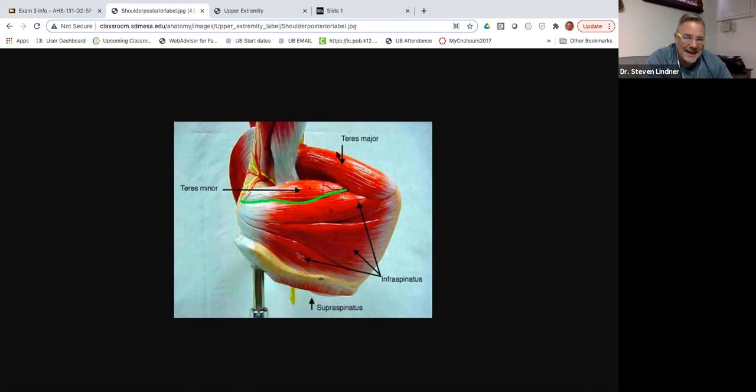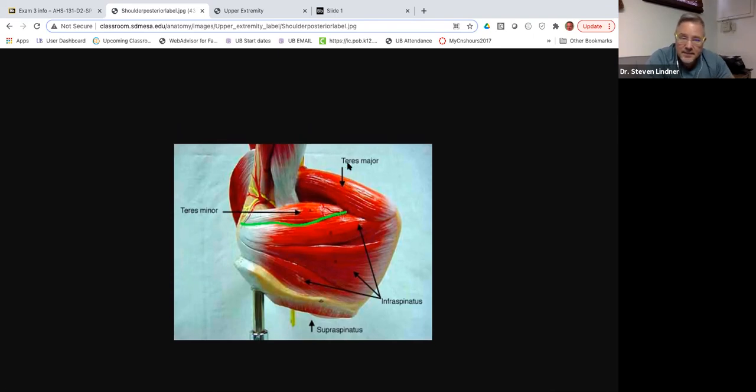These two are antagonistic to one another. Teres Minor is an external rotator. Teres Major is an internal rotator. And what belly or tendon is this right here that passes between Teres Minor and Teres Major? That is the long head of the triceps.